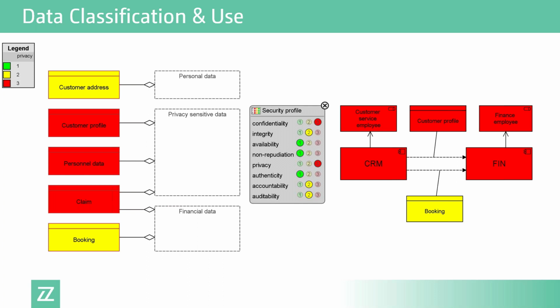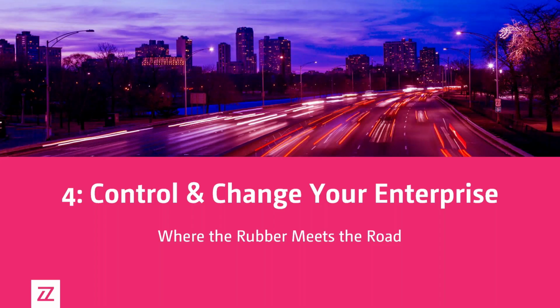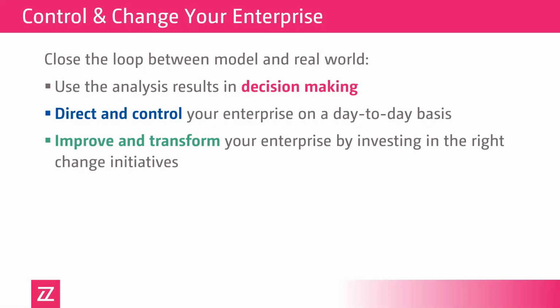So that's the analysis part, and then we get to the controlling and changing your enterprise. Because of course, based on that analysis, you want to do something. This is where the rubber meets the road. This is where you support the decision making, and that's, you could say, at 2 levels. It's directing and controlling your enterprise on a day-to-day basis, but also improving the enterprise. So that's why this is called control and change your enterprise. You do that at these 2 sort of time scales.